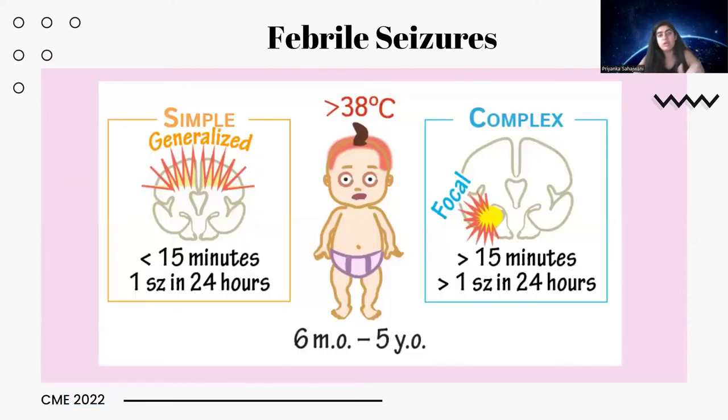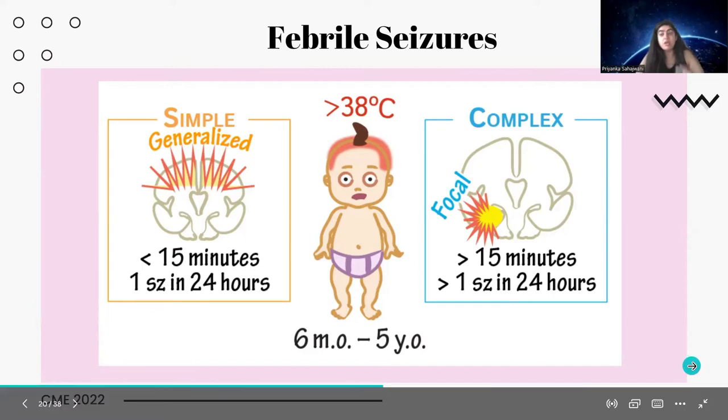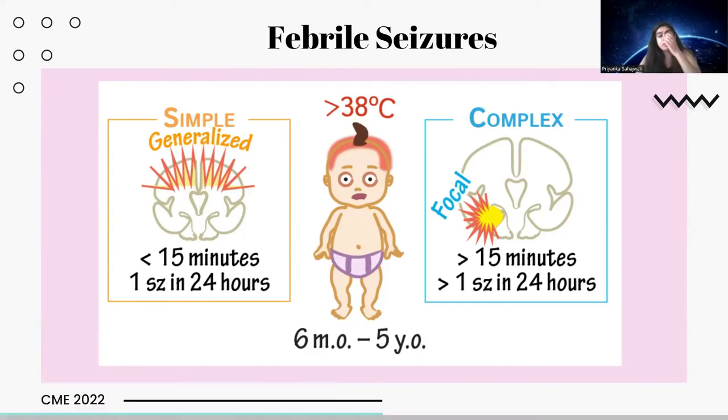So now again, if you have a 6 month to 5 or 6 year old child whose temperature is greater than 38 degrees and they are seizing, how do you know it is a simple generalized seizure? It will last for less than 15 minutes and you will have only one seizure in 24 hours. But a complex seizure will last for more than 15 minutes and you will have more than one seizure in 24 hours. Why we need to differentiate between simple and complex is because our management changes.